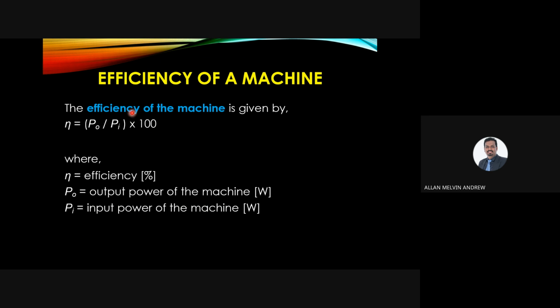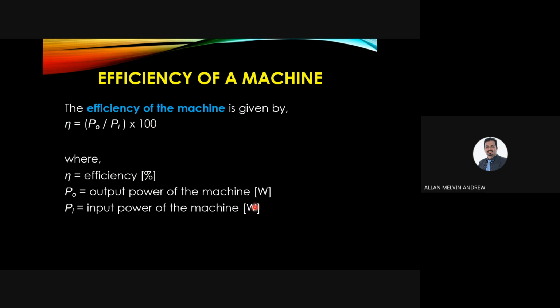So we can calculate the efficiency of the machine. The efficiency is given by this formula: nu equals PO over PI times 100. Efficiency we always get as a percentage. PO is the output power of the machine. The machine always has output and input power. The input is going into the machine, and the output is the one that we are getting. We calculate the ratio and convert it into a percentage. Let's see an example.